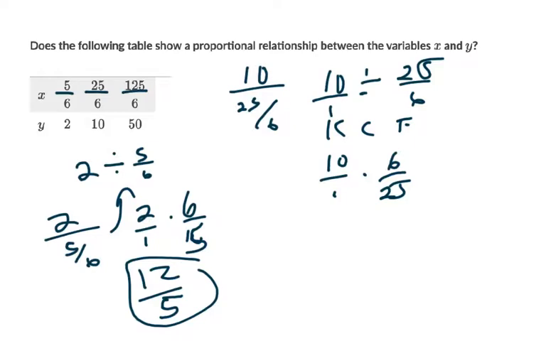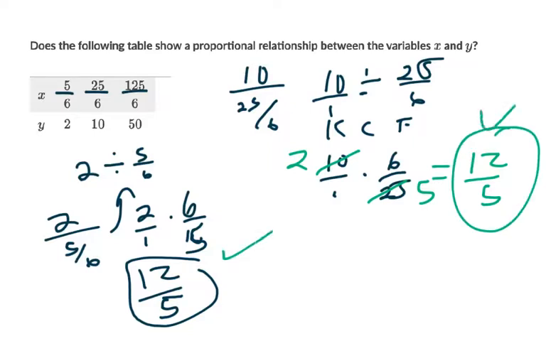And so you can reduce the 10 and the 25 by 5. So if you reduce that by 5, you get a 2. If you reduce this by 5, you get a 5. When you multiply straight across, you get, once again, 12 over 5. And so far, the first two are proportional at 12/5. So let's do the last one.